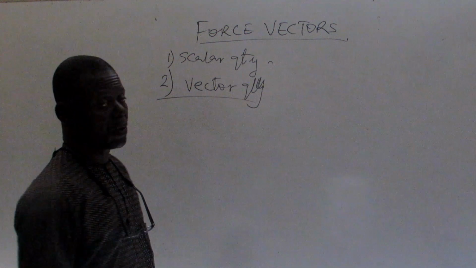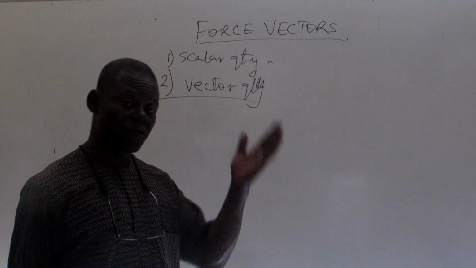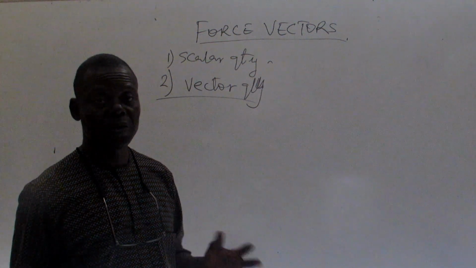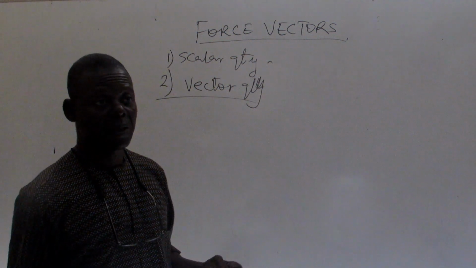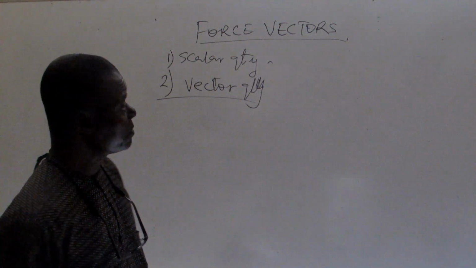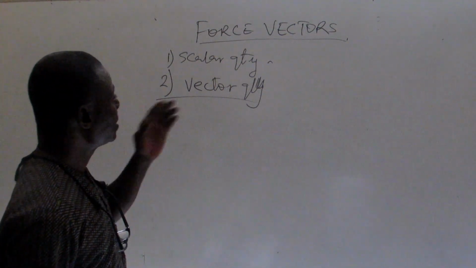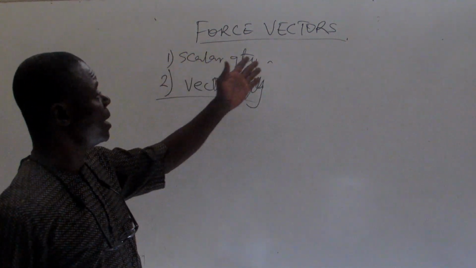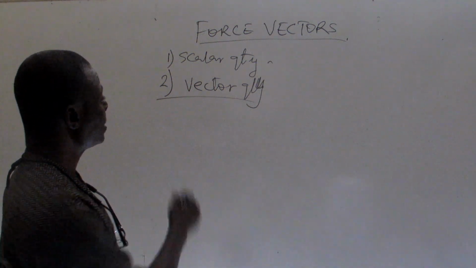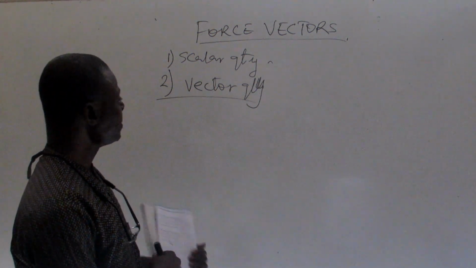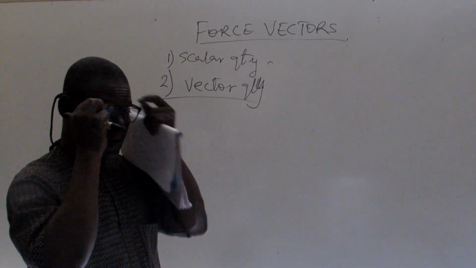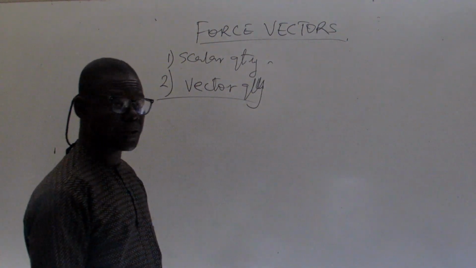Mass. And what is mass? Mass, as we have done in the first lecture, is simply the quantity of matter contained in a body. We know that matter is anything that has weight and occupies space. So, scalar quantities are quantities that have magnitude but no sense of direction. And then the second one is vector quantity. And what are vector quantities? They have both magnitude and direction.